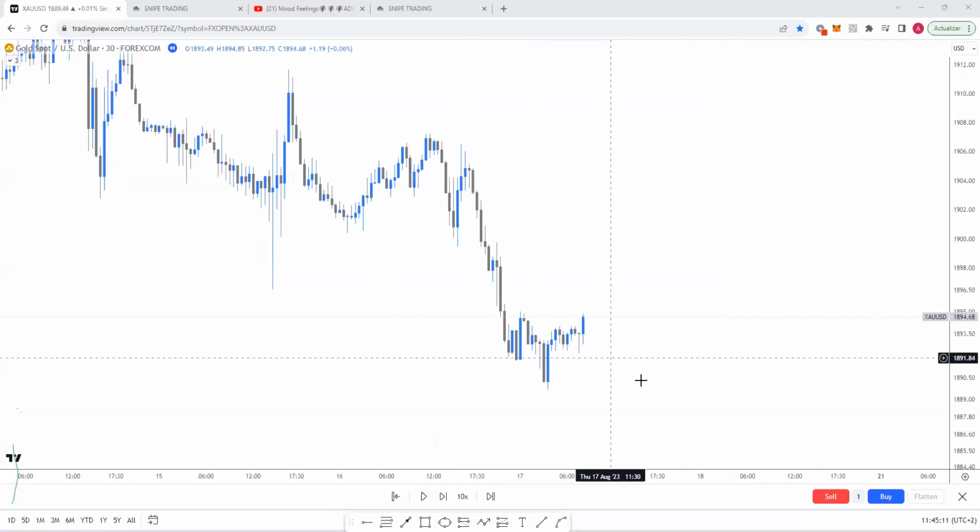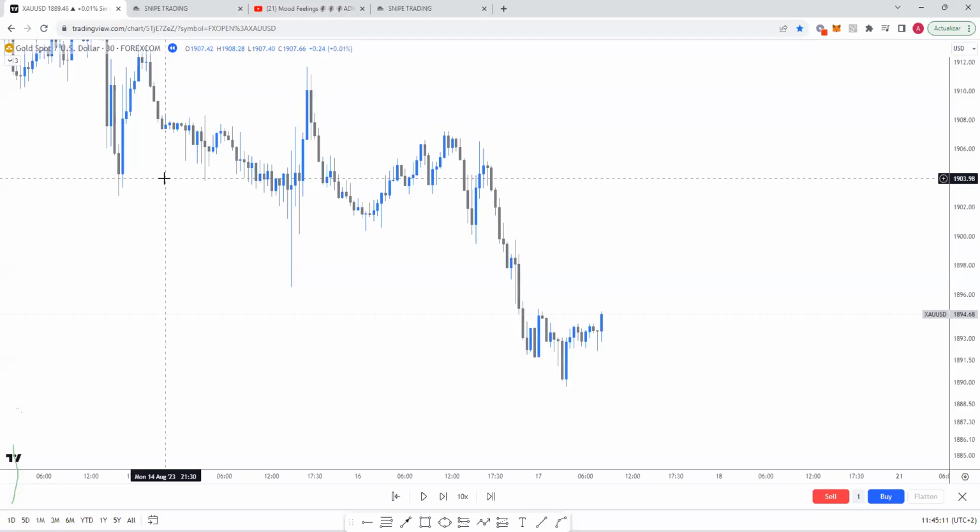Okay, so let's start with the lesson of today. Again, we're just going to break down last week's setup, which was an amazing setup, a prime example of my strategy. Just working out how it plays out and so on.